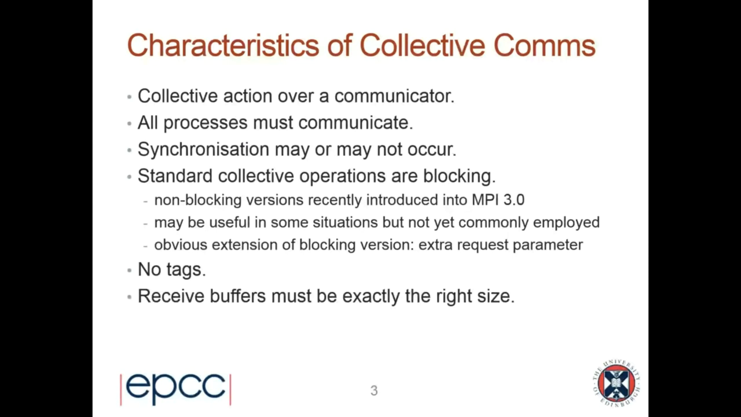There aren't any tags. And receive buffers must be exactly the right size. So basically, the MPI collectives don't do very much checking. We'll see that you have to specify lots of receive buffers. In point-to-point send and receive, MPI will check that the receive buffer is the right size. If an incoming message is larger than the receive buffer, it will complain. In collective communications, which might be being called by 1,000 processes, for example, or hundreds of thousands of processes, it doesn't do that check. It just says, look, I'll assume you've done everything correctly.